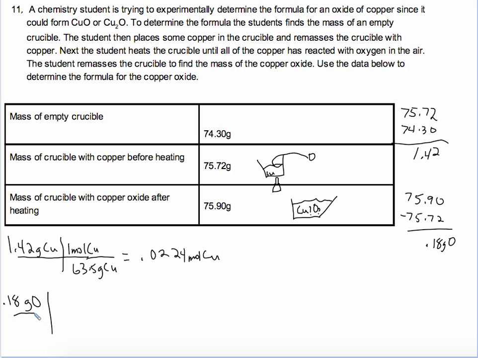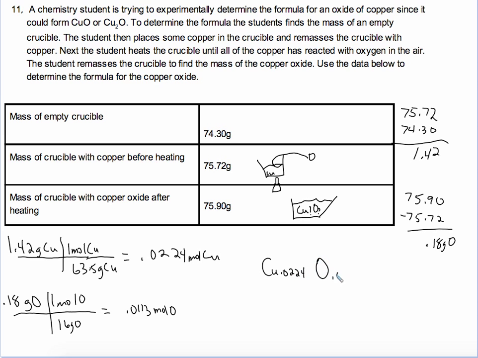Make sure you keep it just O and not O2. It's not oxygen gas, it's oxygen in some sort of compound. I mean, it used to be a gas, but it's not anymore. So just keep it as O. We'll go 1 mole oxygen, and that's 16 grams oxygen, the molar mass. We change that to moles, and we get 0.0113 moles oxygen.